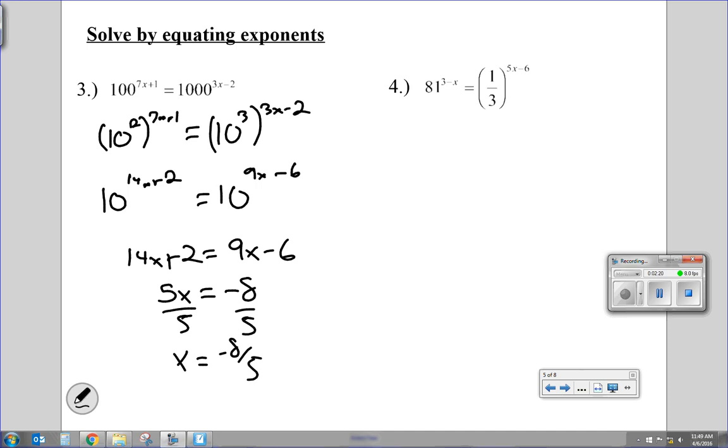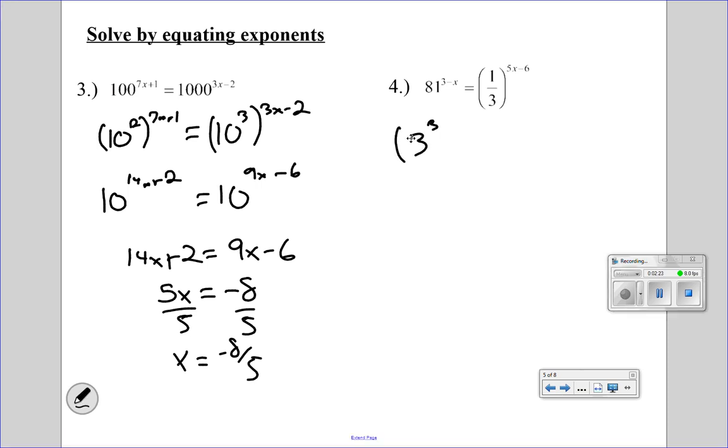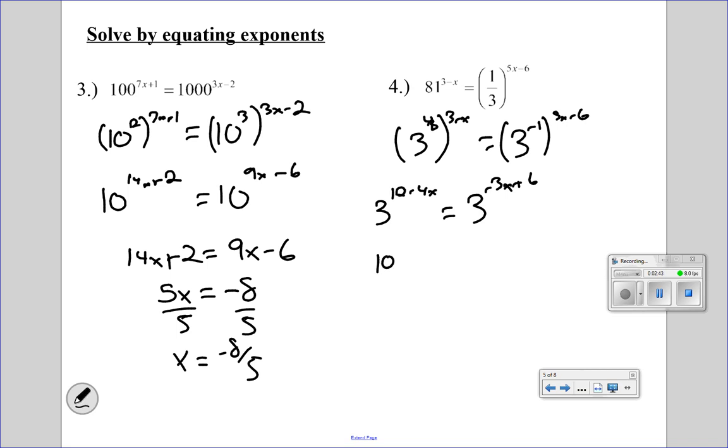Same thing over here. Both of these can be written as base 3. Sorry, this should be 3 to the 4th. 3 minus x equals 3 to the negative 1 to the 5x minus 6. So we can write this as 3 to the 12 minus 4x equals 3 to the negative 3x plus 6. Can set our exponents equal. 10 minus 4x equals negative 3x plus 6. Add 4x to both sides, subtract 6. We get 4 equals x.